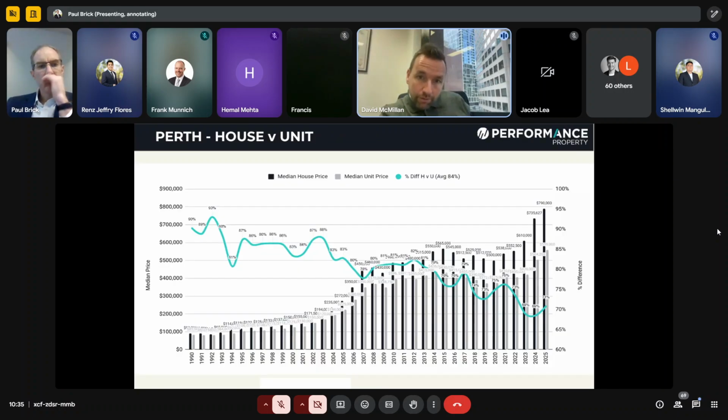Next graph, Paul. This just shows the relationship between houses and units over time. On average, the Perth unit price is 84% of the Perth house price, and at the moment it's down at, is that 71, Paul? Yeah, it's 71. So it's saying there's more value in units than there is in houses, and there's still value in the Perth market. So that's really why that's been a focus of ours.